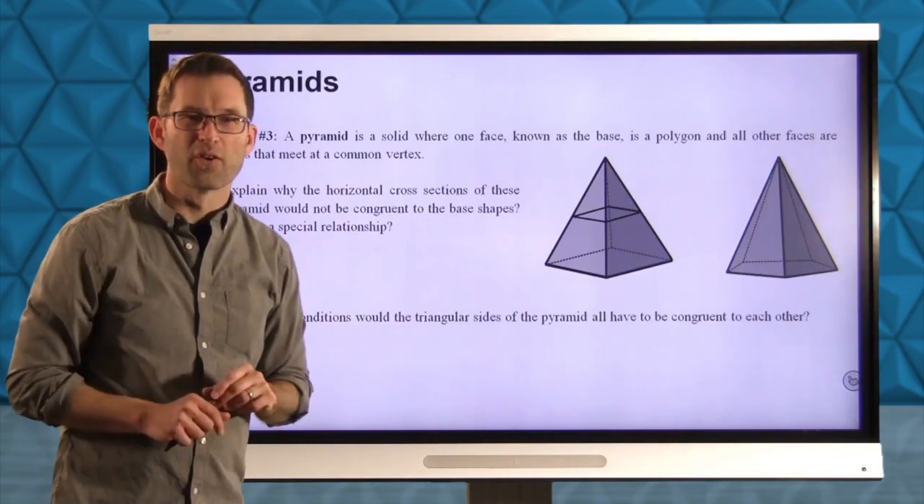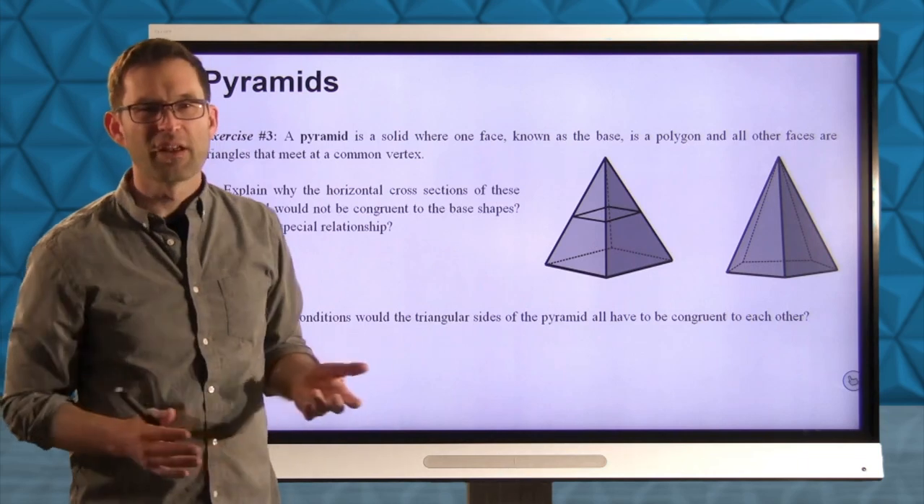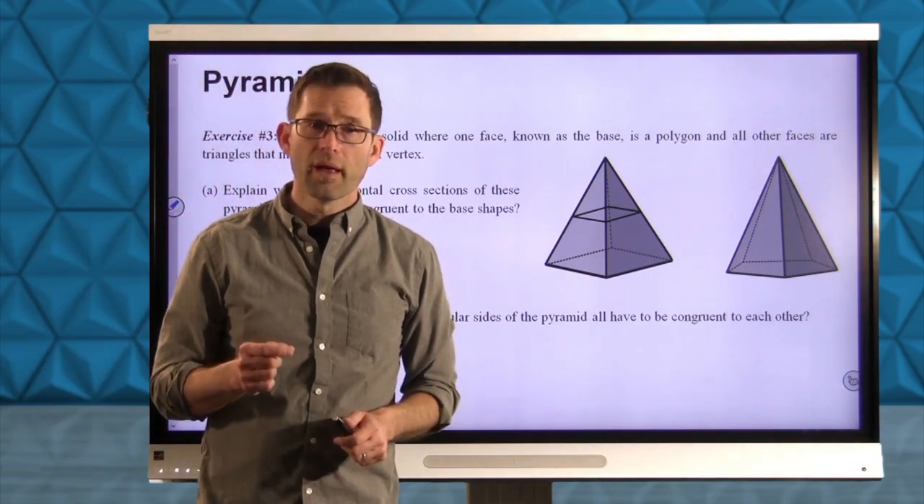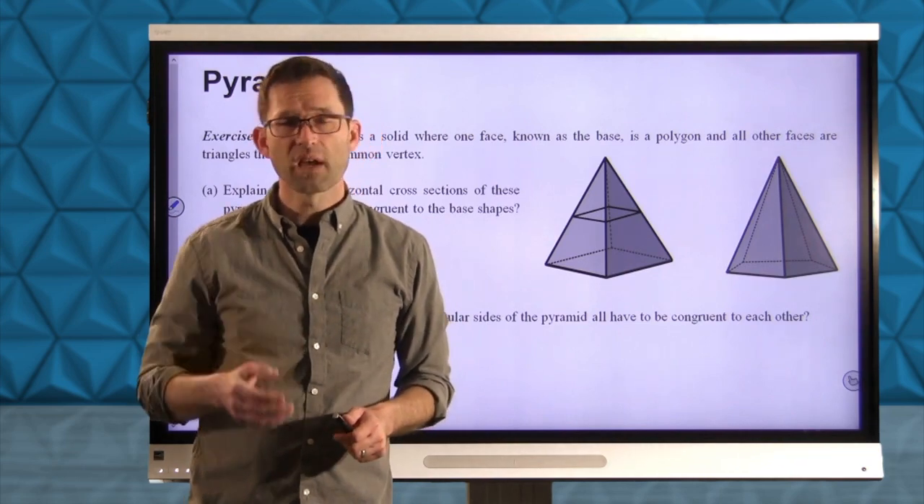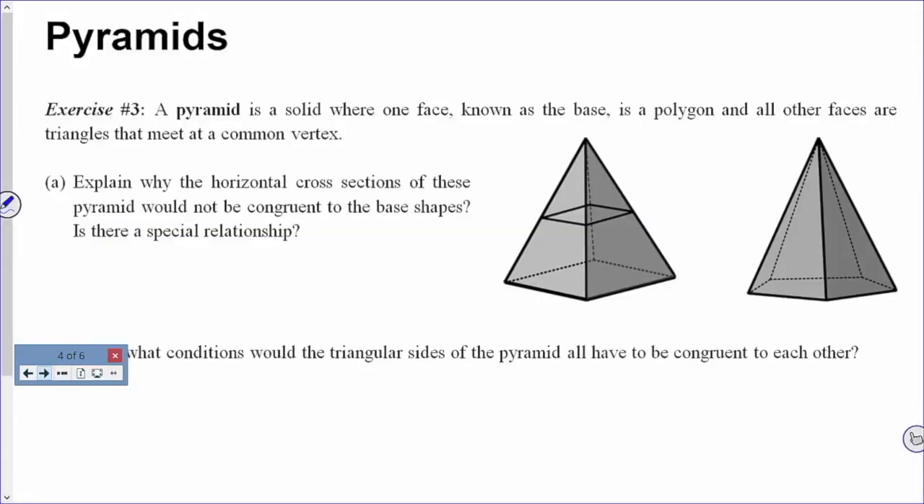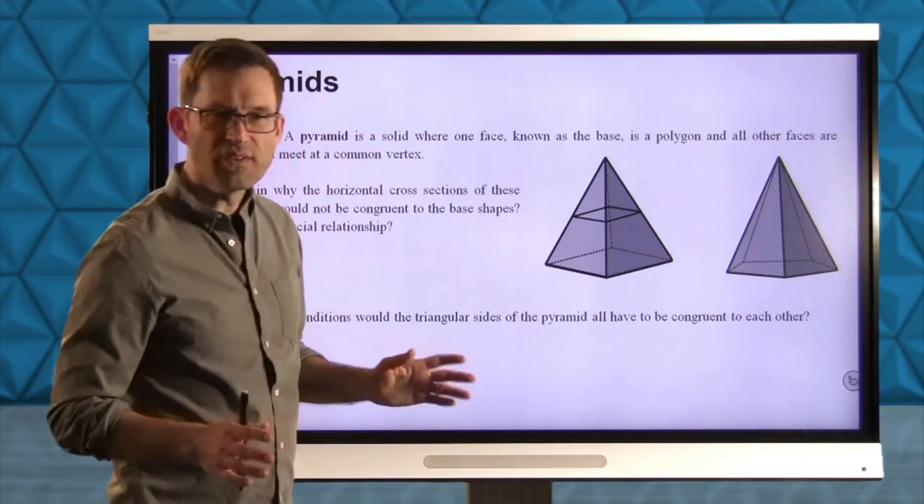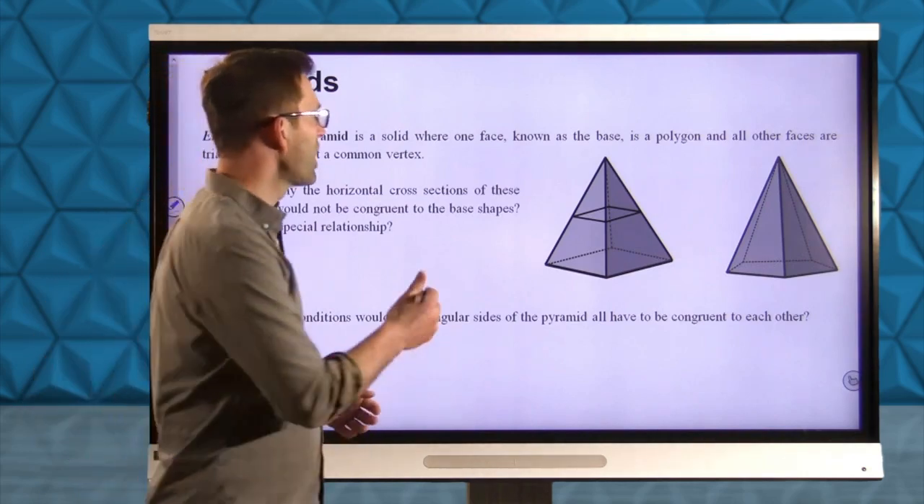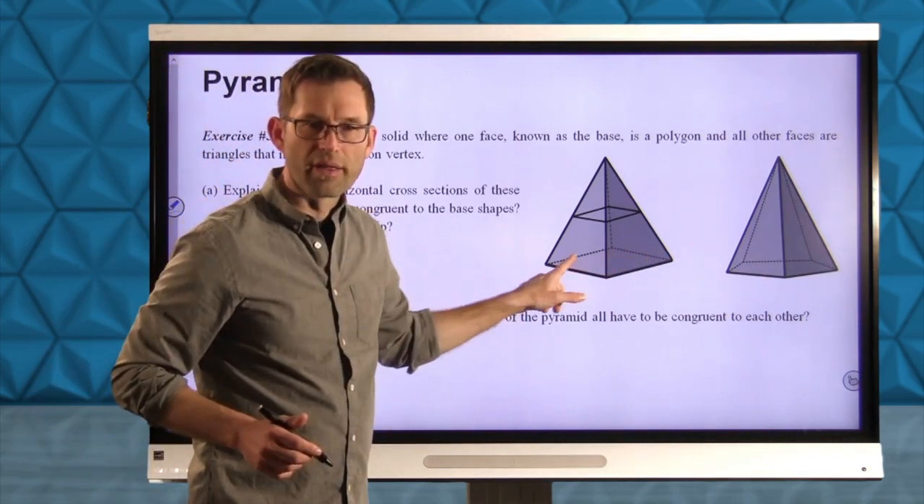All right, let's talk about pyramids. We all have been hearing about pyramids since we were very young, but in geometry, a pyramid has a very, very technical definition, okay? And it's similar to a prism. So a pyramid, exercise number 3, is a solid where one face, known as the base, is a polygon, and all other faces are triangles that meet at a common vertex. So this is cool. You can make all sorts of different pyramids, right? And the idea is kind of simple. You've got some polygon down here.